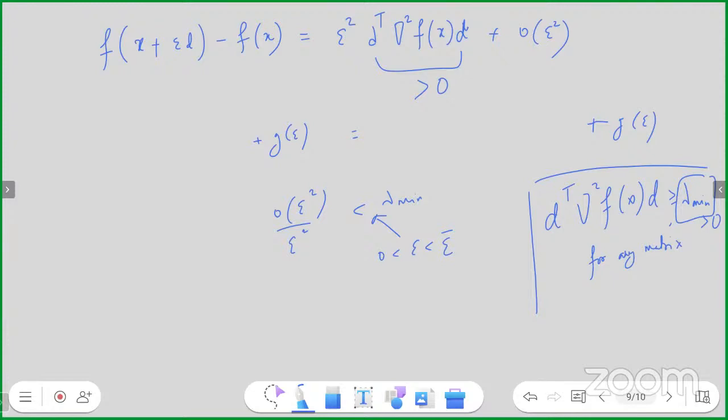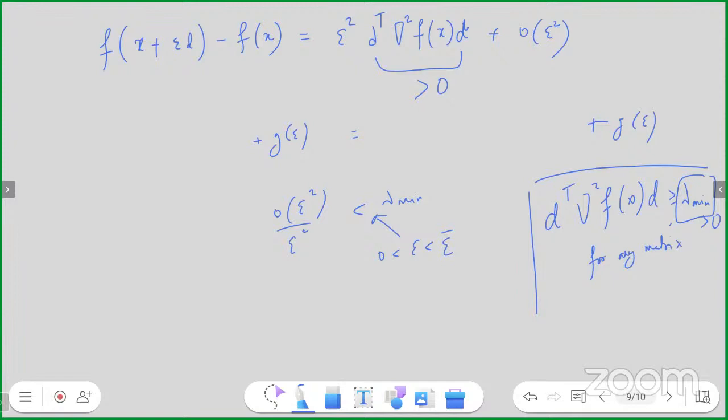So have I finished the argument? What is this term? This is epsilon square times lambda min. This is order epsilon square, which is in scaling smaller. So what should I do? Give me the final line and we're done. So the total sum is greater than 0. That's all I wanted to show.